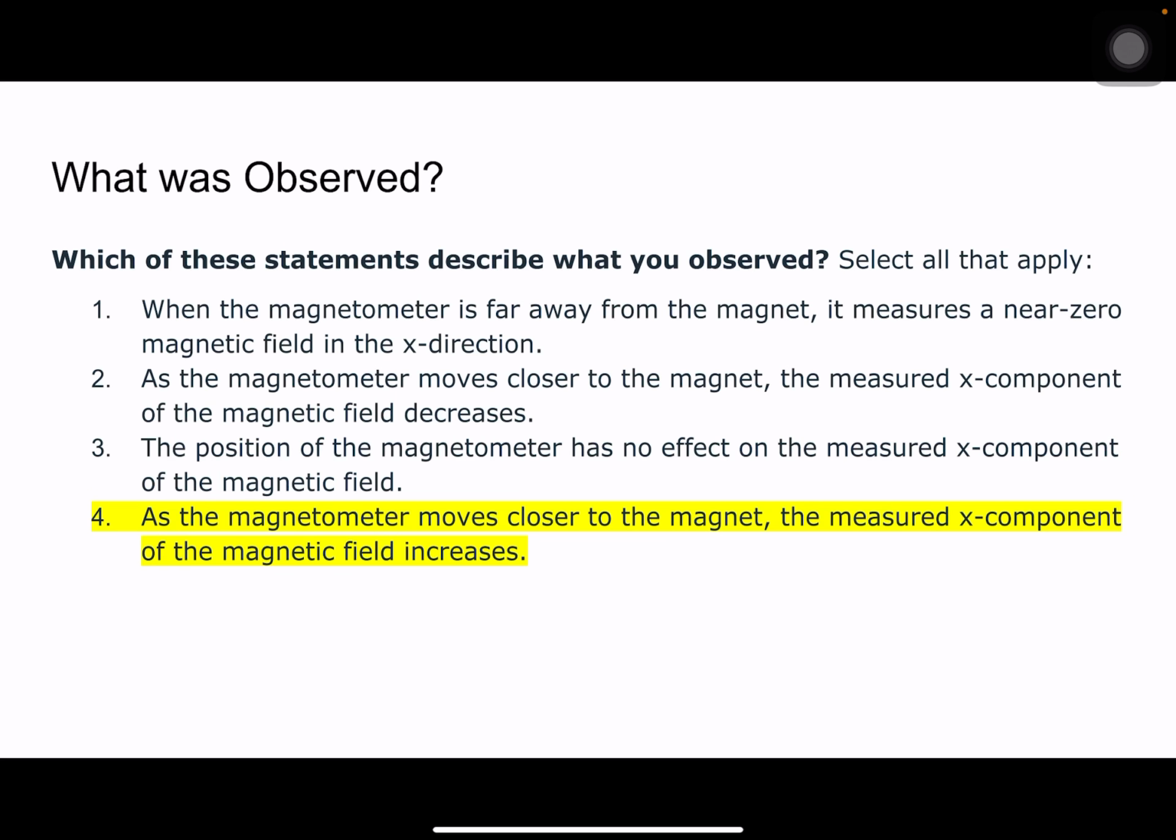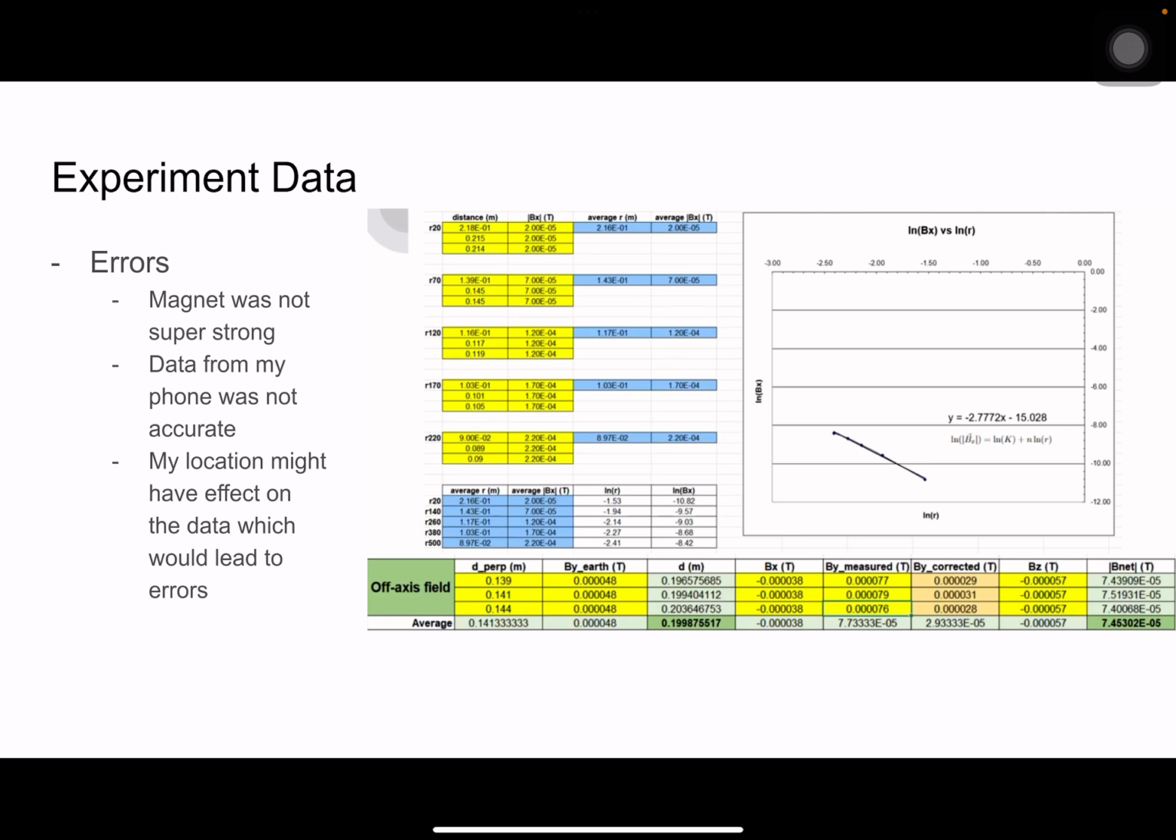What was observed was that as the magnetometer moved closer to the magnet, the measured x component of the magnetic field increased. Here's my experiment and data. Some errors that might have happened were that the magnet wasn't strong enough, my location definitely had an effect on my data, and the data from my phone wasn't accurate.